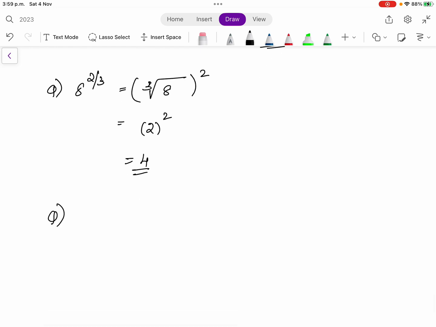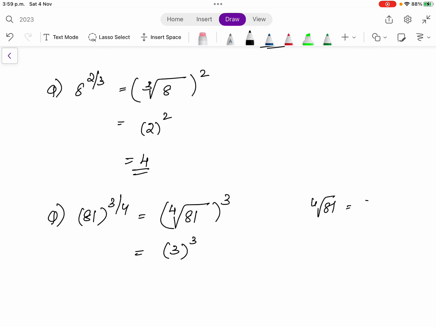Okay, another question. 81 to the power of 3 over 4. So what should happen? 4 should come here, 81 and to the power of 3. So fourth root of 81. Fourth root of 81 will be 3. 3 to the power of 3. How do you find the fourth root of 81? You can put it into the calculator, or you can see 3 times 3 times 3 times 3 is 81. So that is how we find out. So 3 cube, which is equal to 27.